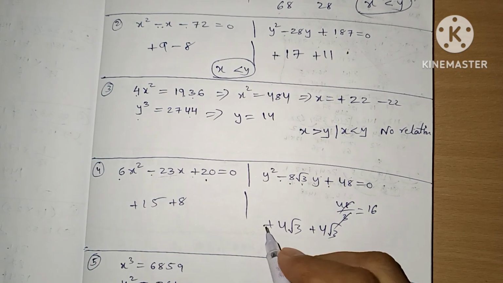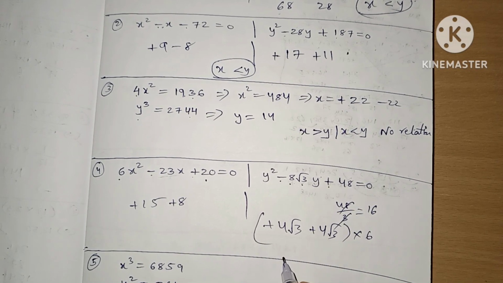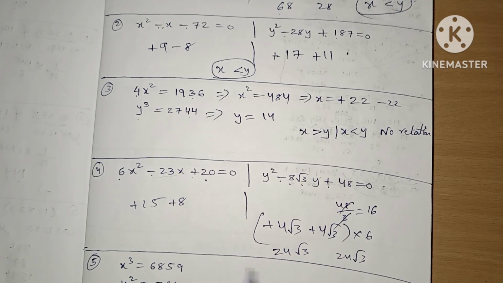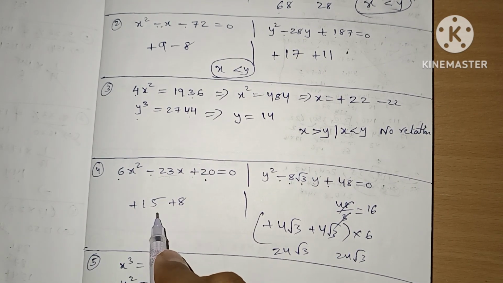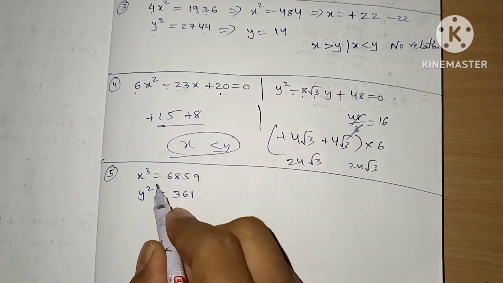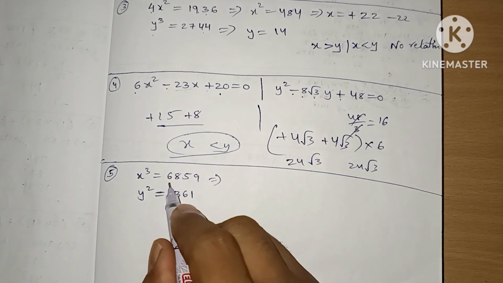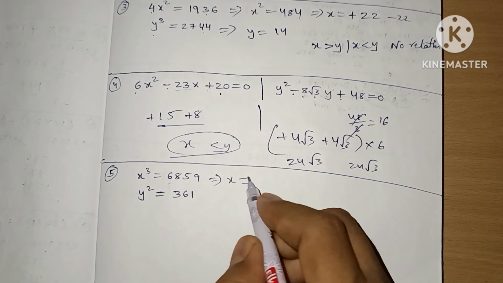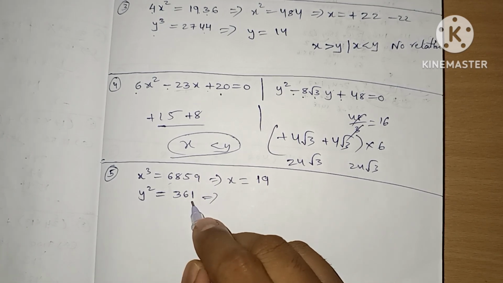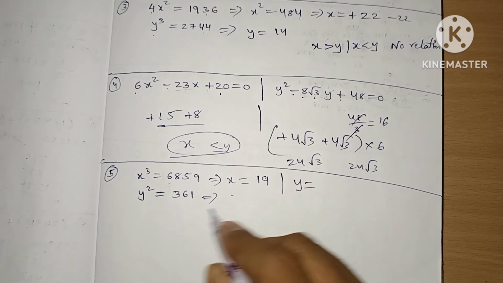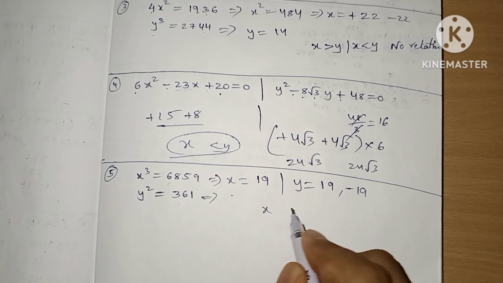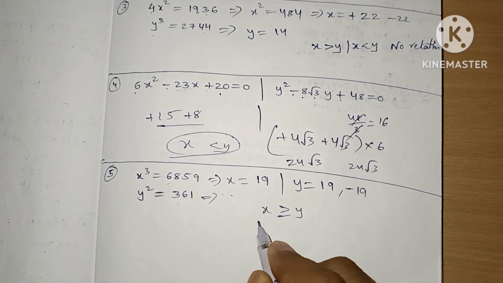Here to make the base equal, we multiply this with the 6. So we got 24 root 3. So it is very clear that the x is lesser than y. Okay. Next, fifth question. Here x cube value is 6859. So x value will be 19. Okay. Here y square value is 361. So y value will be plus 19 or minus 19. So by comparing these two, it is clear that x is greater than or equals to y.